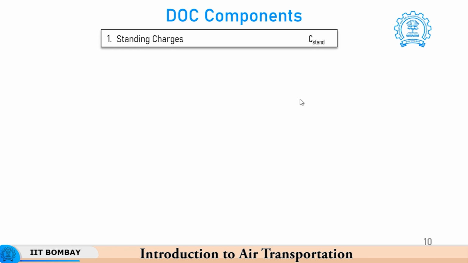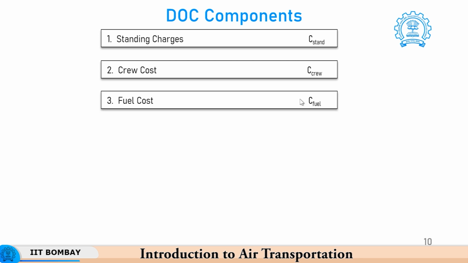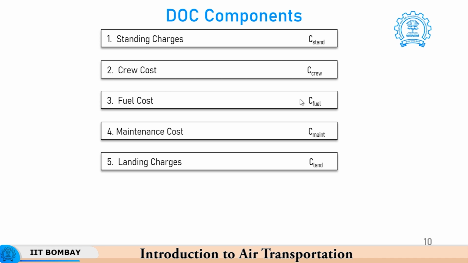The first of these is called the standing charges, abbreviated as C stand. Then we have the crew cost, abbreviated as C crew. Then we have the fuel cost, abbreviated as C fuel. The maintenance cost, abbreviated as C maint.